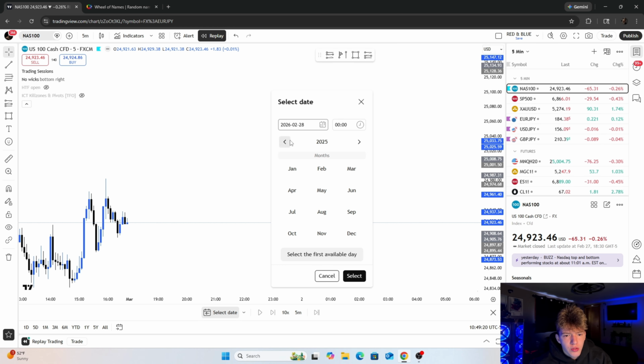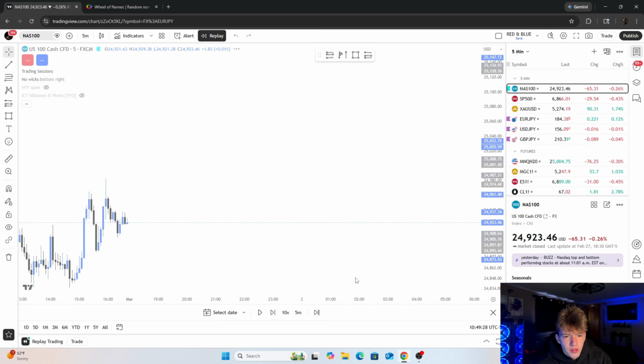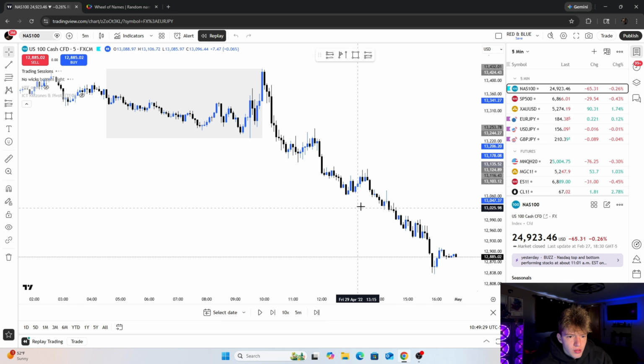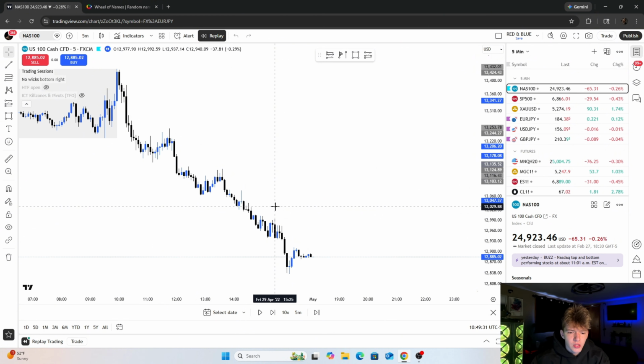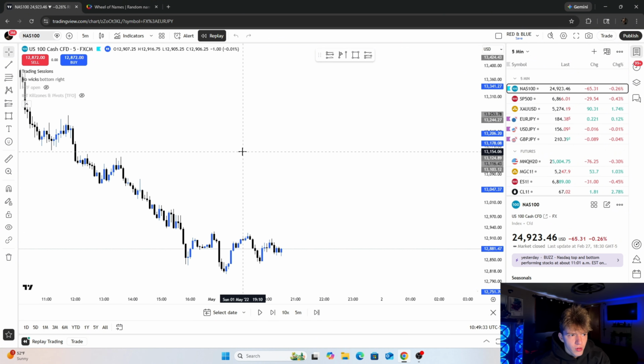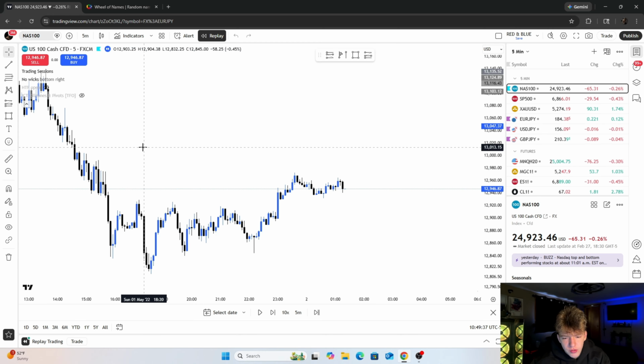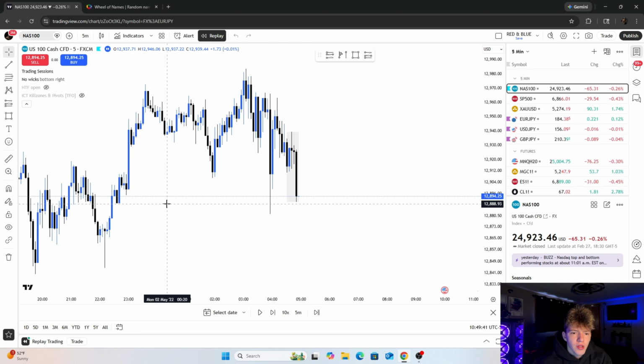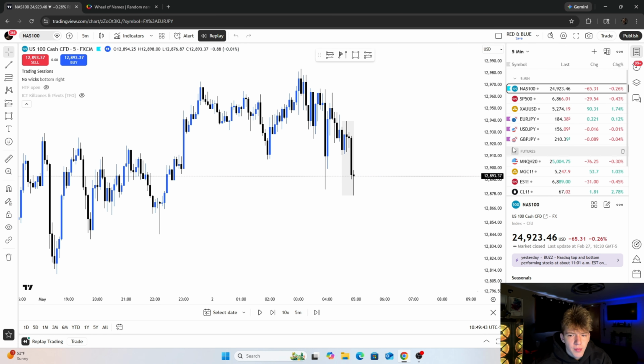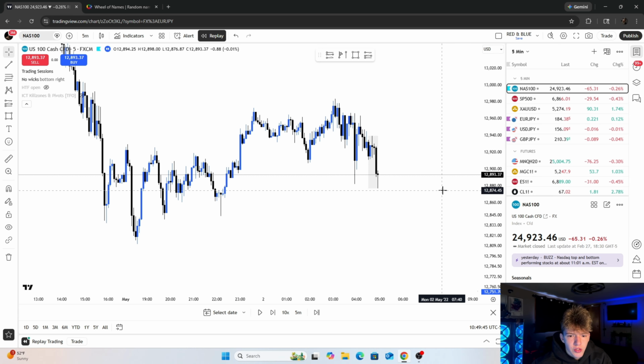So let's go straight to May of 2022. I don't think I have anything tested, but straight back to then. And this is literally what we're gonna do. We're gonna go through, and I have a session indicator that turns on at 4:30 and goes until 10 a.m. That is literally my session indicator, and we're gonna go through day by day.